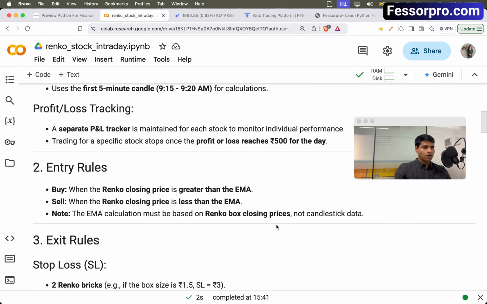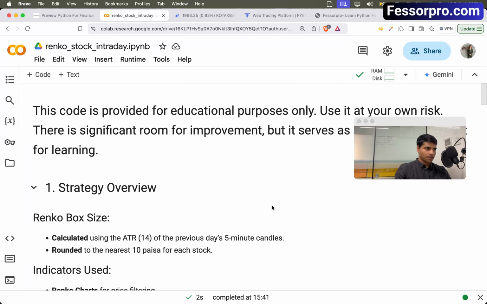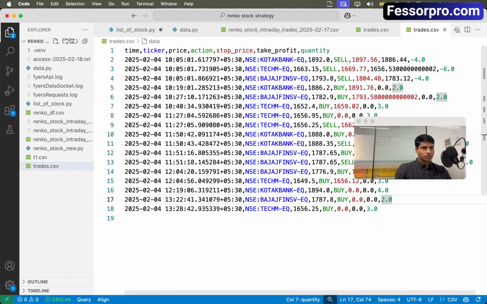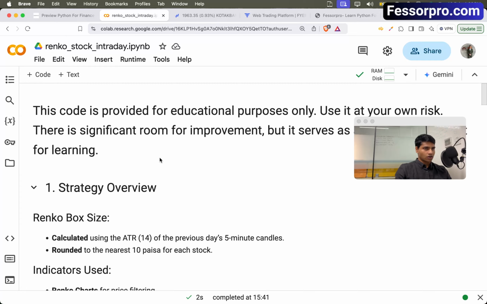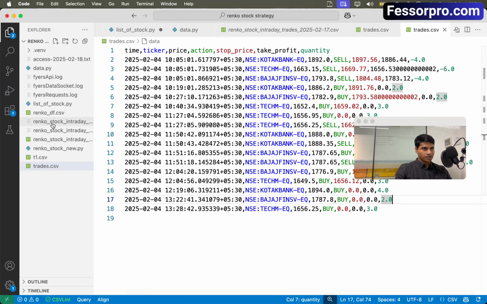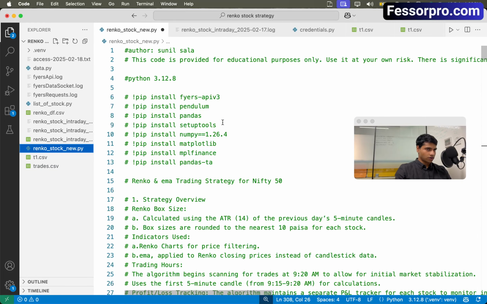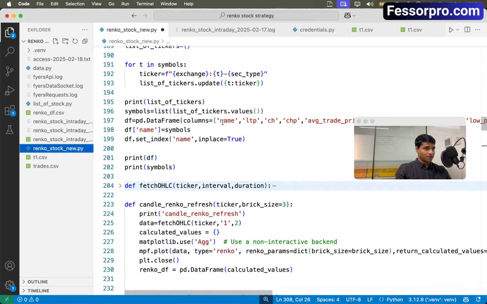Now that you know how to use this Jupyter file, I will also explain how to use the same code in your local environment. Go to your VS Code, create a virtual environment and install all the packages. These are all the packages you have to install. Once the packages are installed, you can create a file. Here I've created a file called renkostock.new.py, and I have pasted the entire code in it.